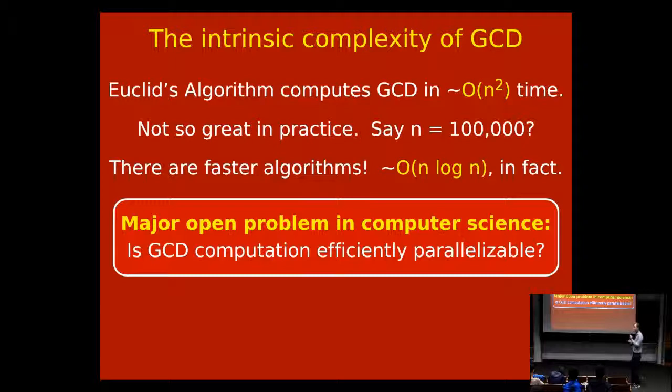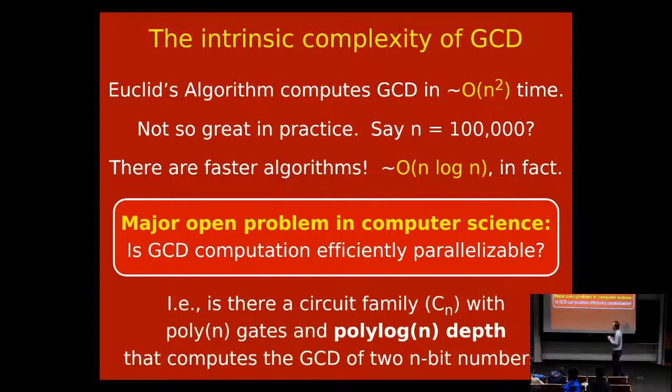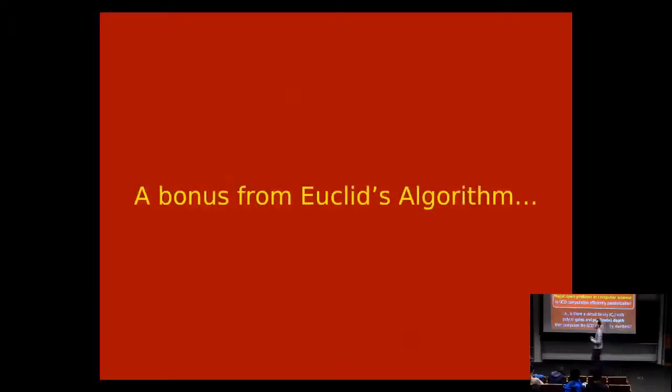And if you want a very concrete, technically correct statement, just for kicks, you can phrase it this way. Let's try to think about solving GCD by circuits that take as inputs two n-bit numbers and output the GCD. They have n output bits. Is there a circuit family that does it that has a polynomial number of gates, which we always want, but also depth which is polylogarithmic? That's a formal version of this open problem. So this is a great mystery about GCD.